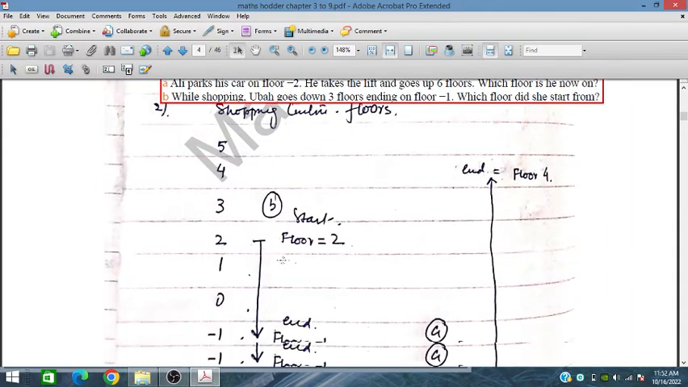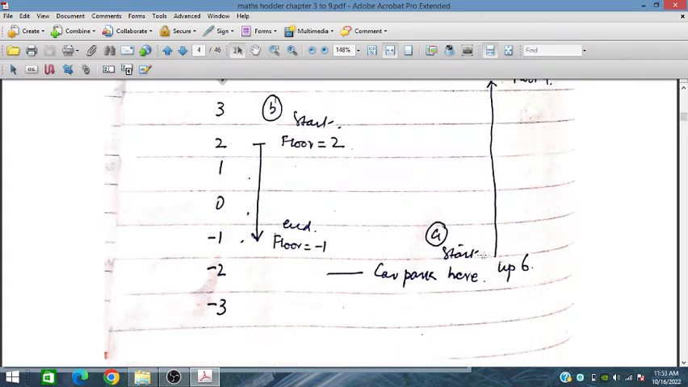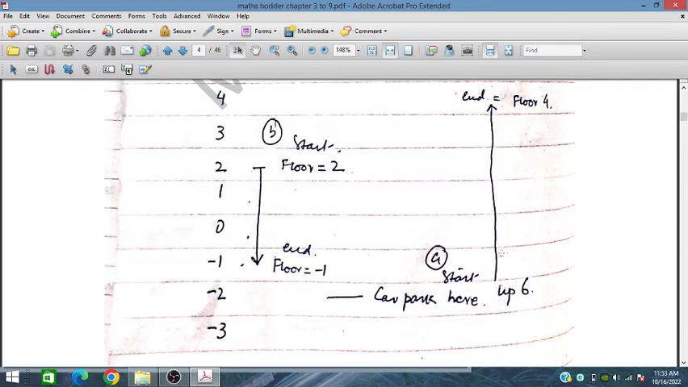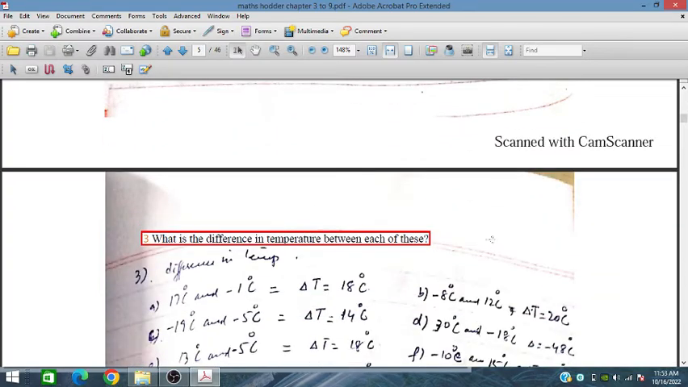So this is the way one usually learns. This is part 2: she was moving down to -1 from some floor. So 1, 2, 3, she moved down from floor 2. Similarly, in the basement, someone parked the car at -2 and moves up 6 floors, so he reaches floor number 4. This kind of problem may be asked in O-level exams.